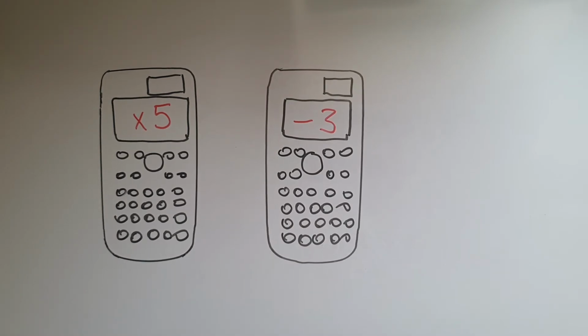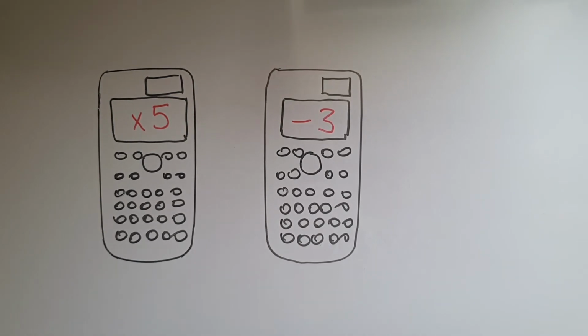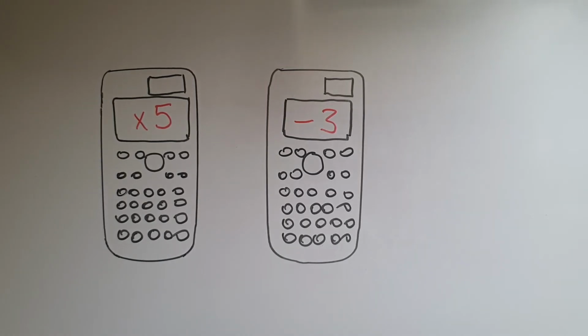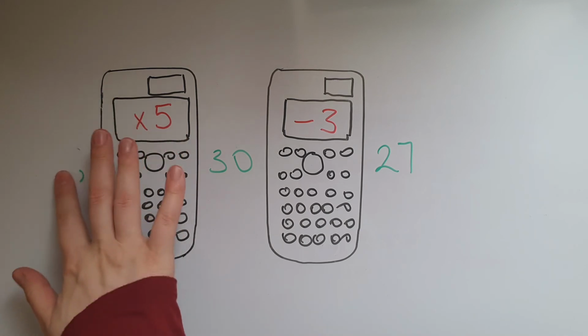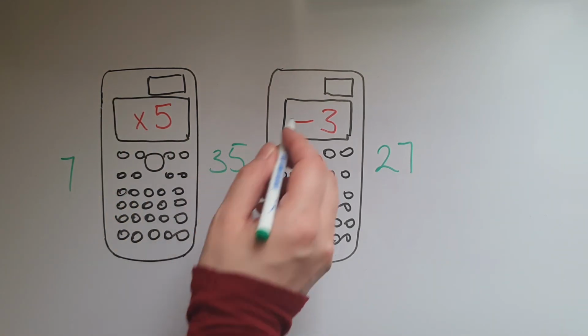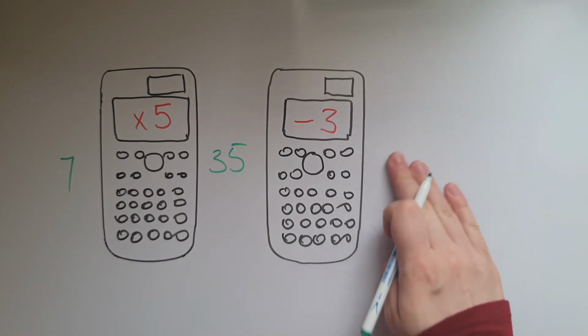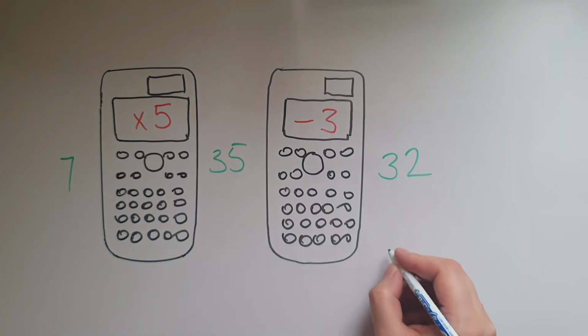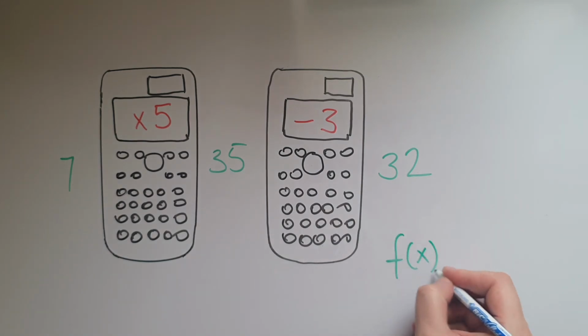So when it has 2 steps, you just got to imagine having the first step, stopping, and then doing the second step to the answer you got from the first step. So if I have 6 times 5 gives me 30, take away 3 gives me 27. If I have 7 times 5 gives me 35, take away 3, that gives me 32. So you're just doing 2 steps, and I'll write the function here.